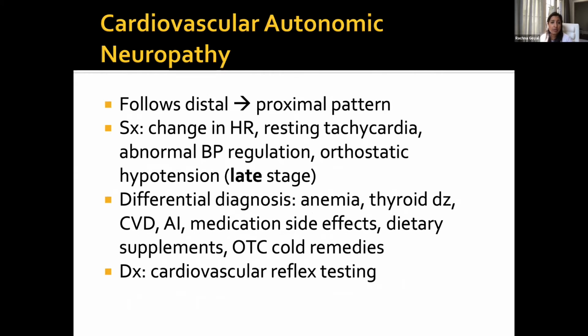So for example, cardiovascular autonomic neuropathy also follows a distal to proximal pattern. Some of the symptoms can be a change in heart rate, resting tachycardia, abnormal blood pressure regulation, or orthostatic hypotension. And orthostatic hypotension actually tends to be a later stage. The differential includes anemia, thyroid disease, cardiovascular disease, adrenal insufficiency, dietary causes, and medication side effects, and the diagnosis is done by cardiovascular reflex testing. I'll usually send these patients to a cardiologist, but again, this does tend to be a diagnosis of exclusion.